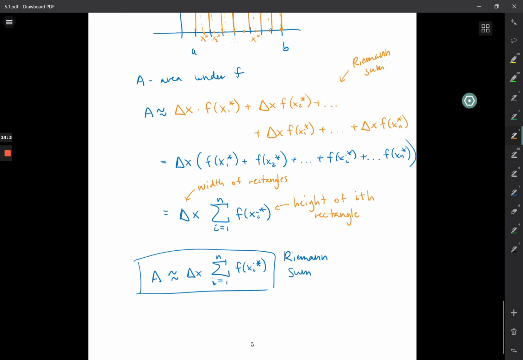We'll do an example at the beginning of class of actually computing one of these, but for now, just complete the comprehension check question.